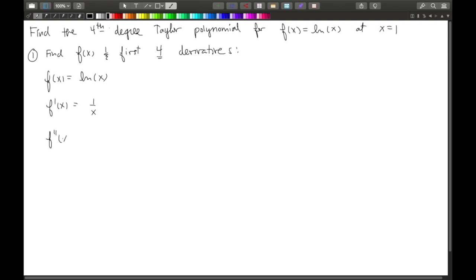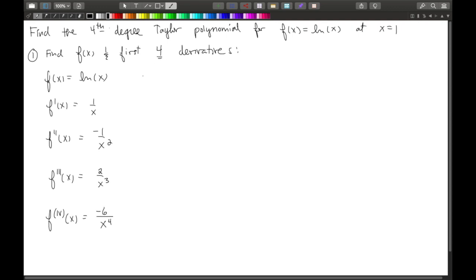F double prime, negative 1 over x squared. F triple prime, positive 1 over x cubed with a 2 upstairs. And f quadruple prime. So again, thinking of the triple derivative as 2 times x to the negative 3, the negative 3 comes down in front, makes negative 6 all over x to the fourth. And so these are your first four derivatives of ln x.